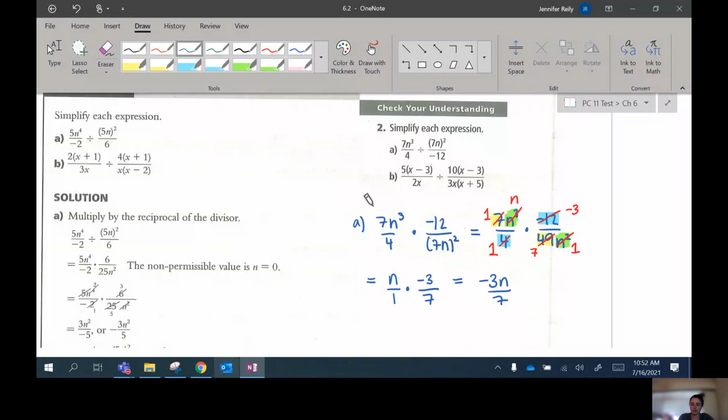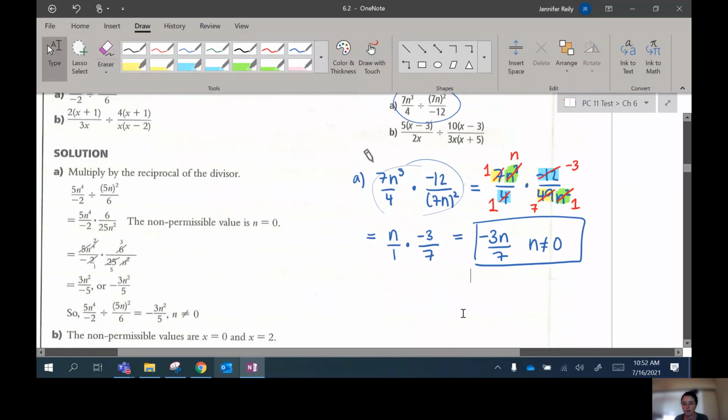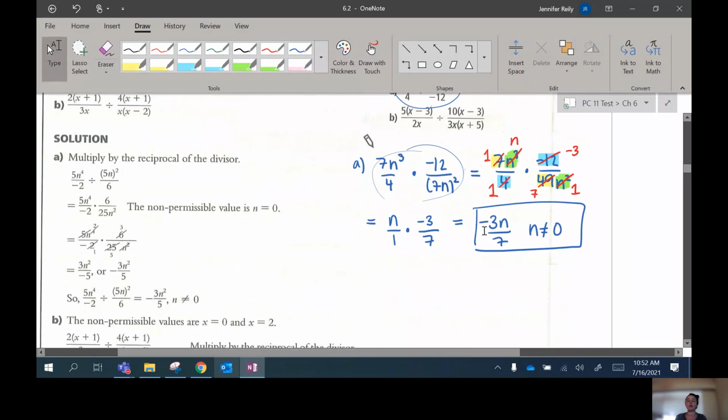So you need to look at the first expression with the division symbol. There's actually only numbers in the denominator there, so there's no non-permissible values that would come from that. But from the second expression, from the multiplication expression, I do have an n in the denominator. So we have to write n cannot be 0. Okay. So any time any variable has been in the denominator, whatever would make that variable 0 or that denominator 0, that's a non-permissible value.